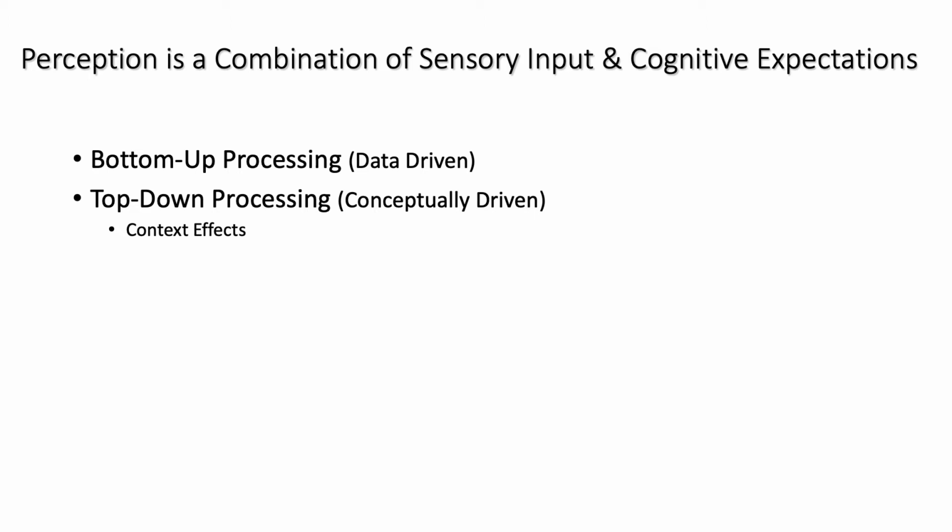Context effects are things that help you recognize objects because they initiate top-down processing. For example, if you look at these two words, the cat, you'll notice that the middle letter in each word is exactly the same.